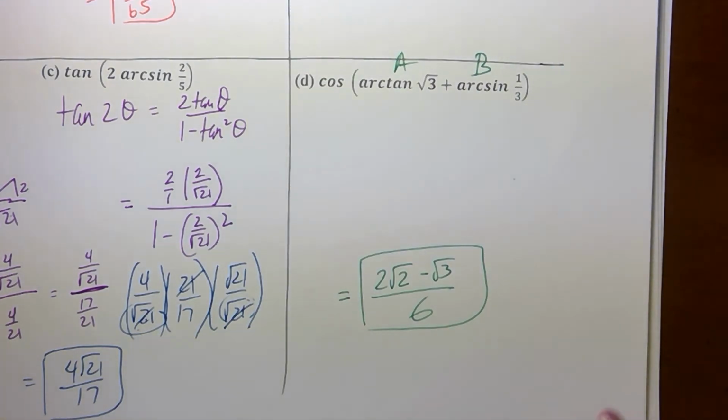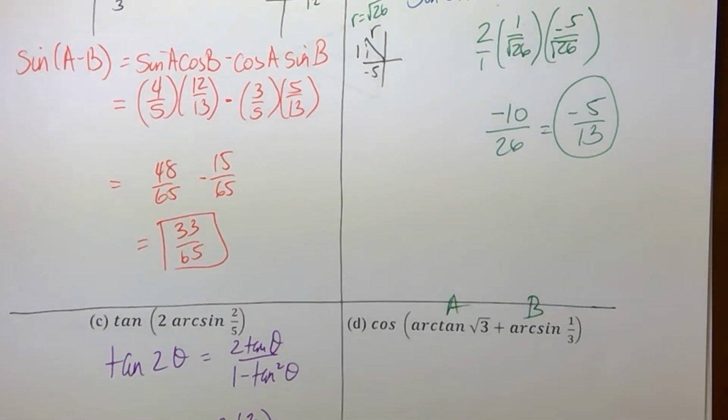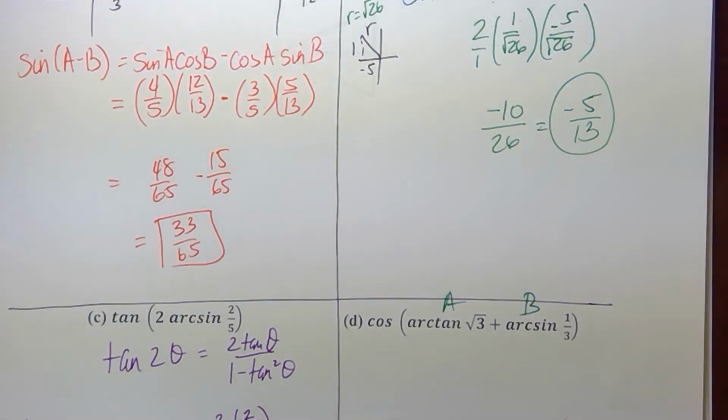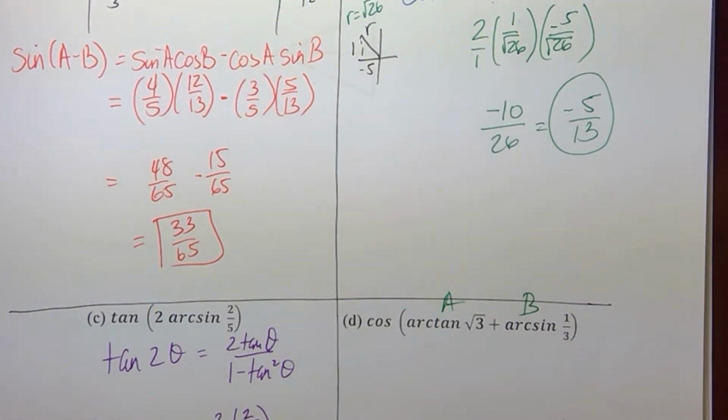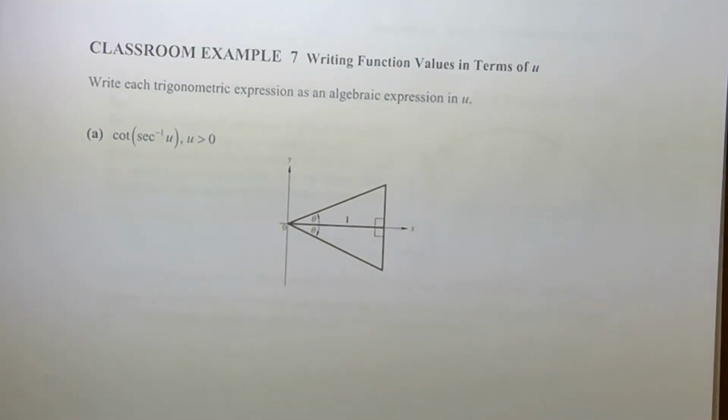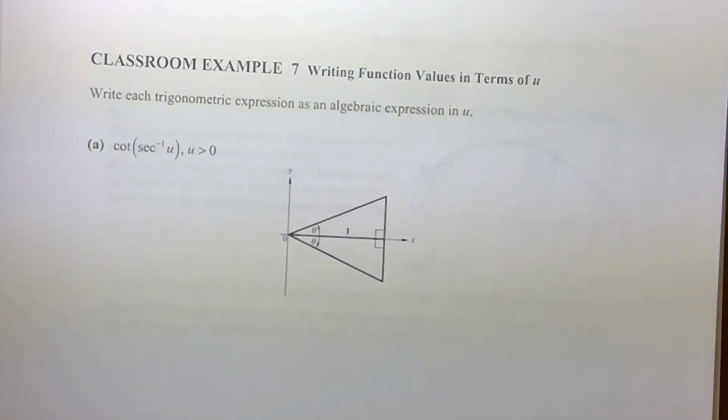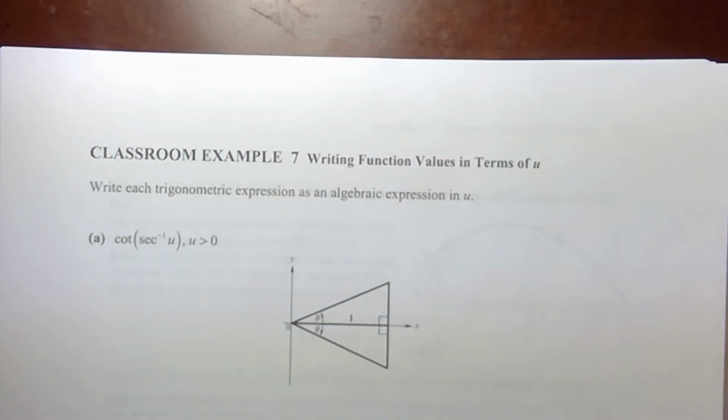All right, example 7. I warned you guys this was a super long section. Example 7. We're writing the trig expression as an algebraic expression in terms of u.